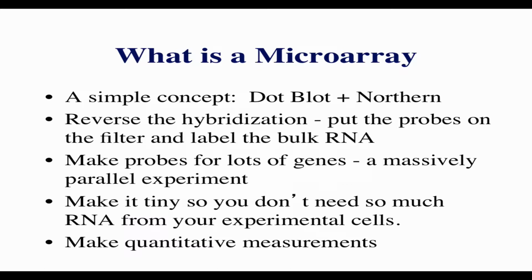So you put the probes on the filter and you label bulk RNA. You make probes for a lot of genes. So your filter contains many, many spots so you can interrogate many different genes at the same time. And so in effect, it's a massively parallel experiment. You make the spots very tiny so that you can fit lots of them onto your array, and so that you don't need so much RNA to hybridize to the array.